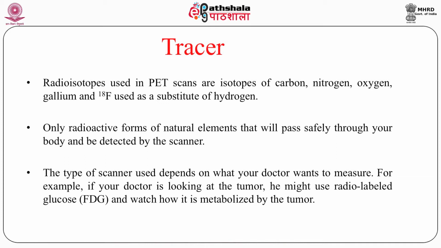These are the only radioactive forms of natural elements that will pass safely through your body and be detected by the scanner. If you look for an isotope which is not produced by or not a part of the human body, then there are technetium, thallium, gallium, iodine. But when we talk about constituents of the human body, we have to look for an isotope. Now, the isotope choice in the case of positron emission tomography is carbon, nitrogen, oxygen. Fluorine-18 is also one of the important choices because of its logistics and other reasons. The type of scanner used depends on what your doctor wants to measure.